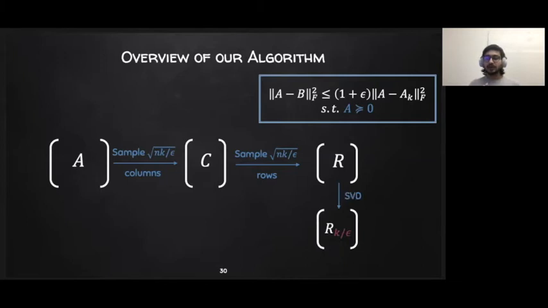Since R has only nk over epsilon entries, we can afford to query R exactly and compute the truncated SVD for the desired rank k over epsilon. Okay, so now we have access to this matrix, which we computed. But now, this matrix does not match either dimension with A, and it is unclear how to go from this low-rank approximation for R to a good low-rank approximation for A.